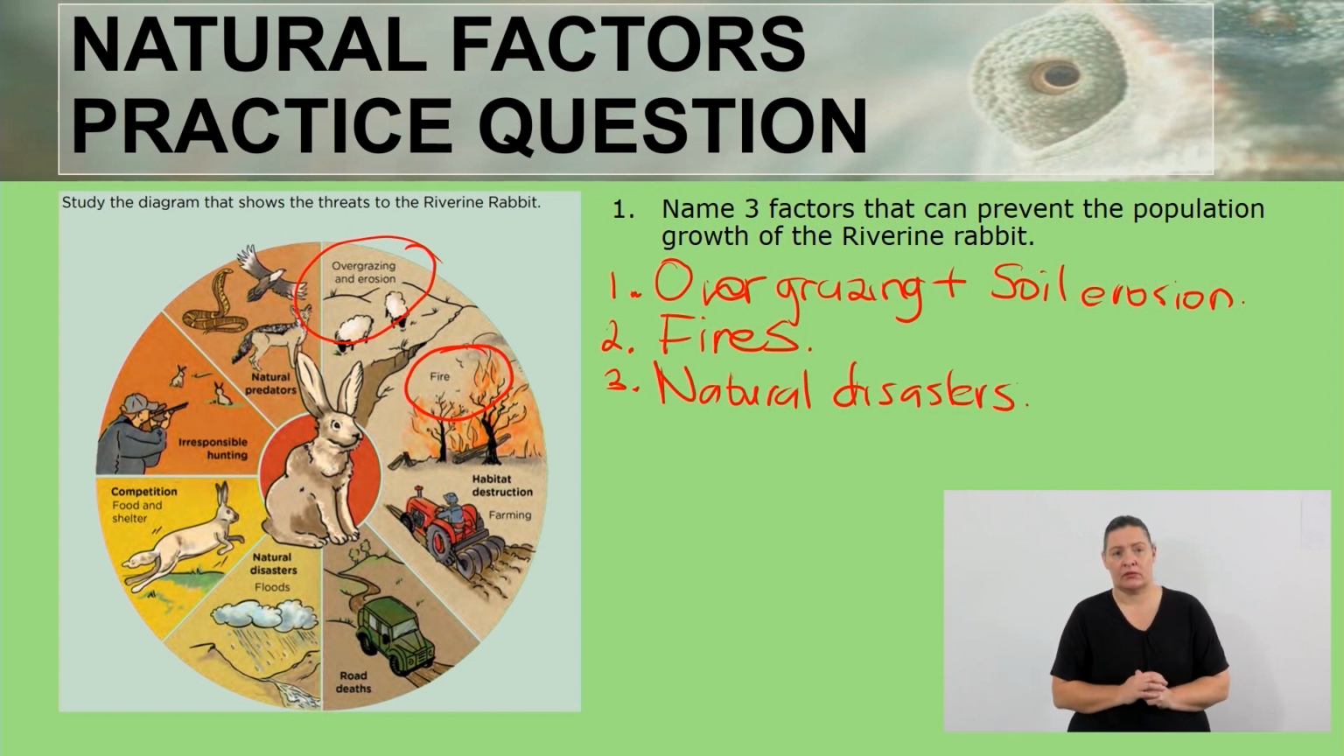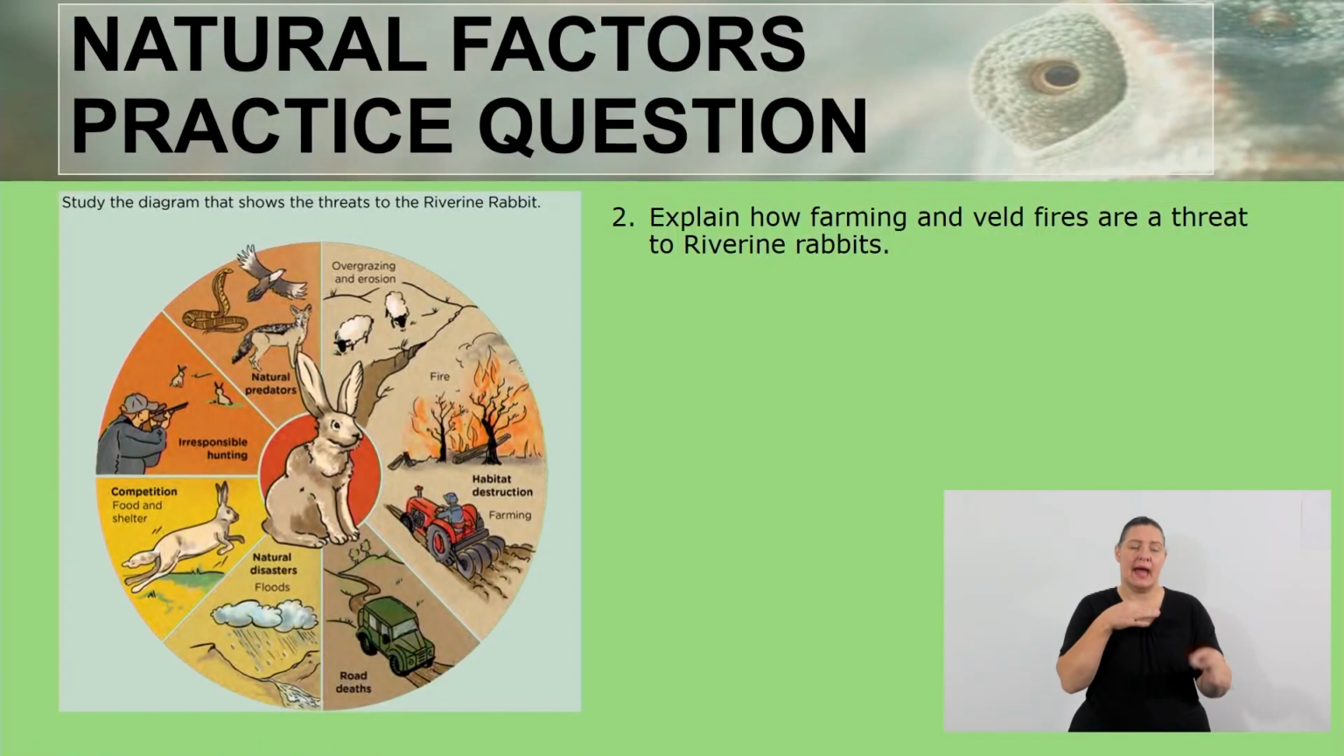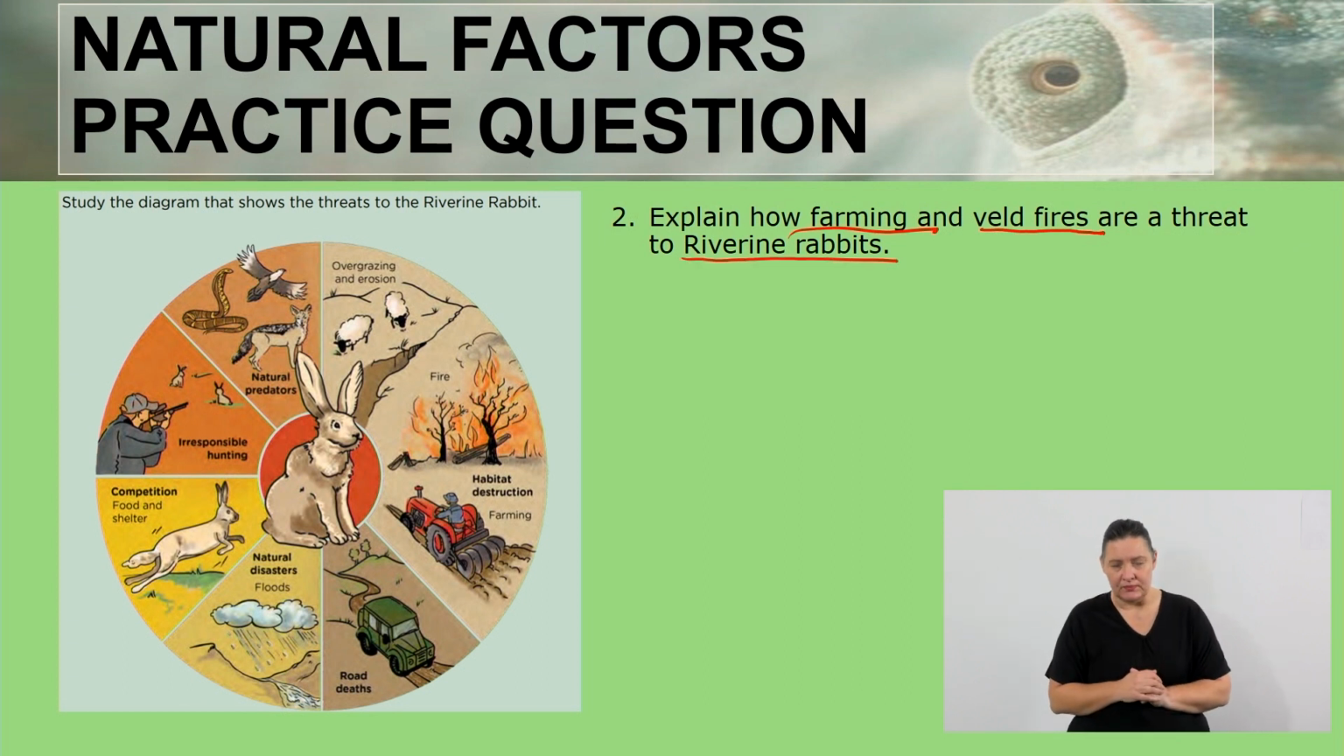Right, so we have answered the first question of this activity, and now we are going to move on to our second question of the same activity. So now it says, explain how farming and field fires are a threat to the riverine rabbits. So how these two are a threat.